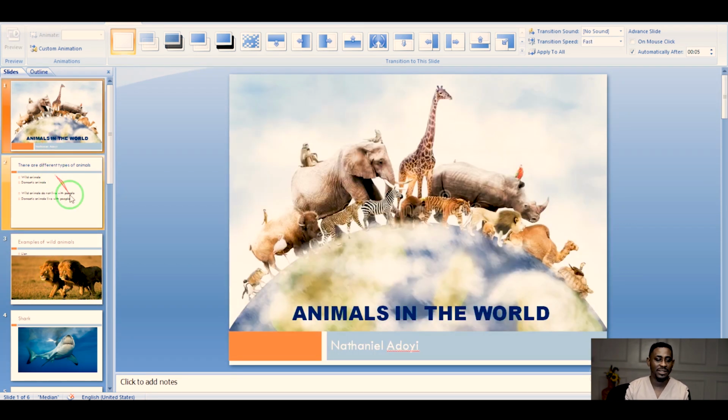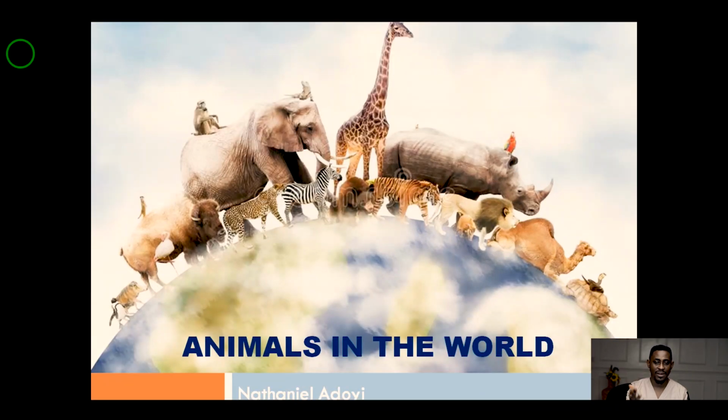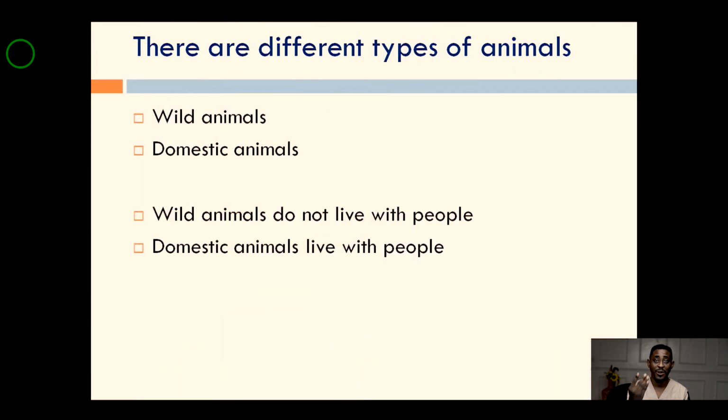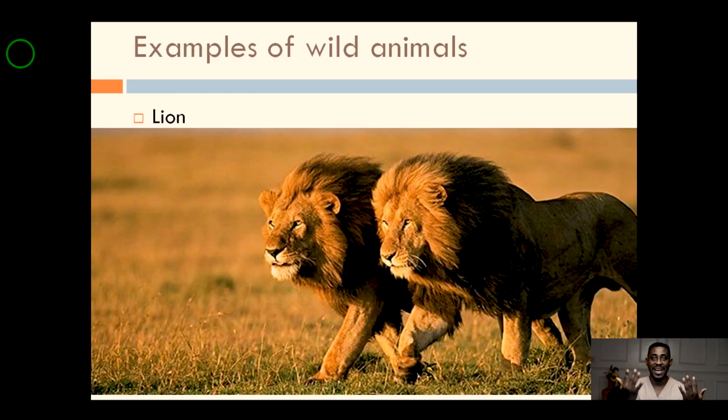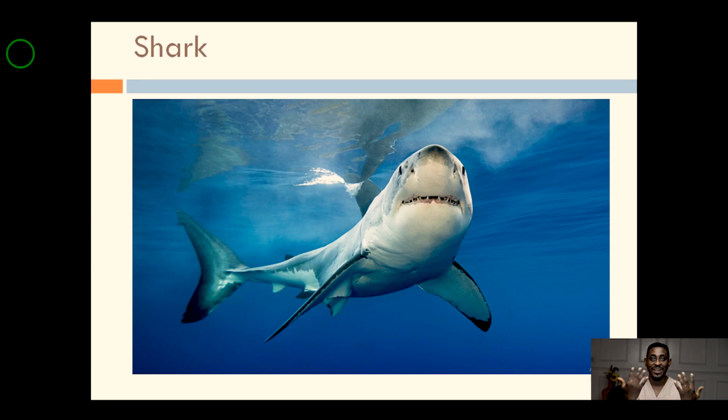So now let's go and see from slideshow. I'll go to slideshow, I'll say from the beginning. So let's count: 1, 2, 3, 4, 5. You can see it has moved. 3, 4, 5. 1, 2, 3, 4, 5. It's moving. 1, 2, 3, 4, 5. I'm showing you my two hands to let you know I'm not controlling it. 1, 2, 3, 4, 5.